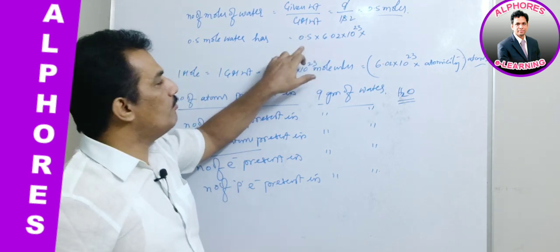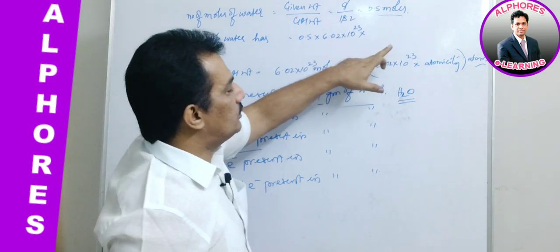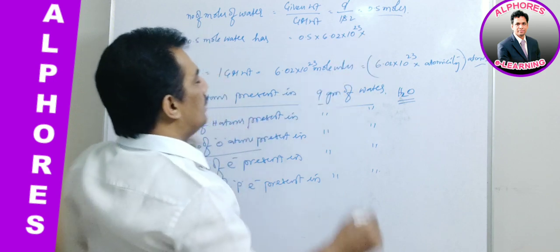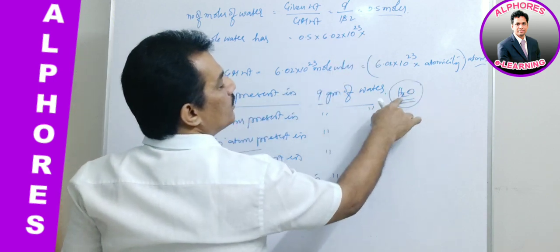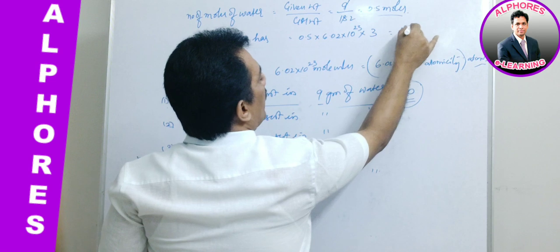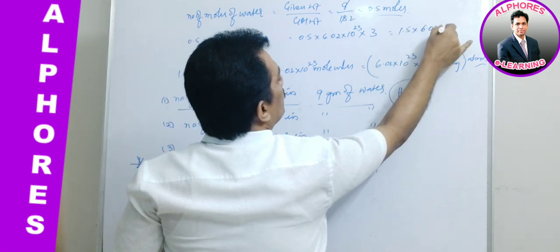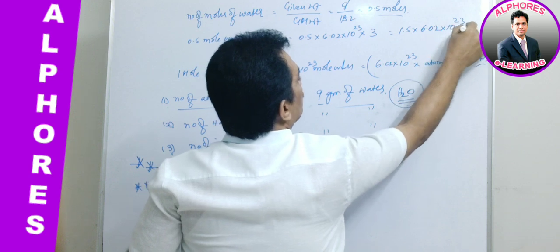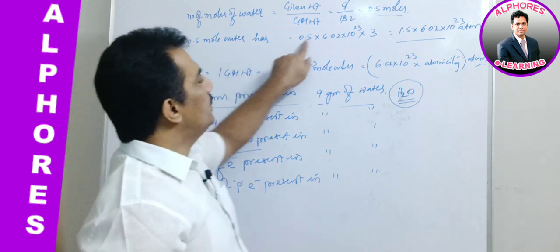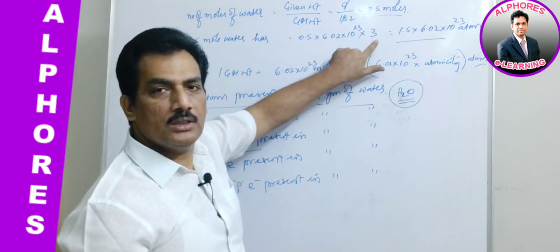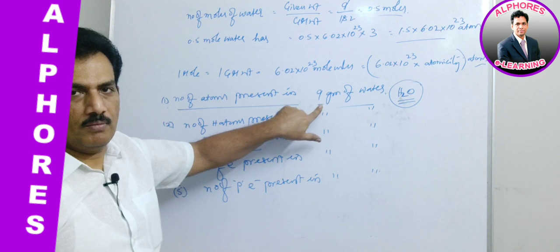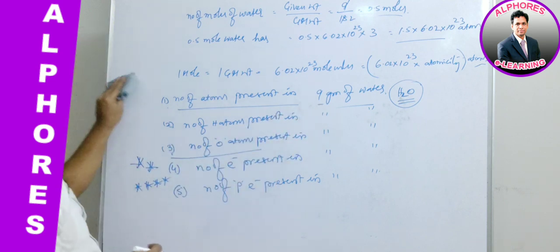These are the number of molecules. Now how many atoms? Atoms is this number of molecules multiplied with atomicity. What is the atomicity of water? 2 hydrogen atoms, 1 oxygen atom, total 3. That is 1.5 into 6.02 into 10 to the power of 23 atoms present. Just observe: 1.5 is 0.5 into 3. 3 is the atomicity, and 0.5 is the number of moles of water present in 9 grams of water. Clear? That is the answer for the first question.